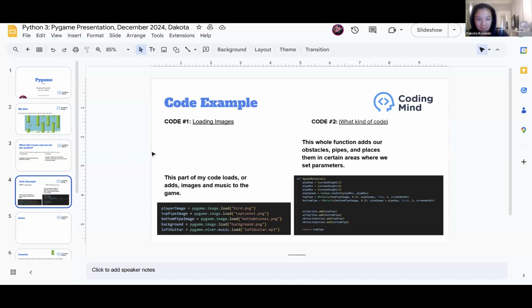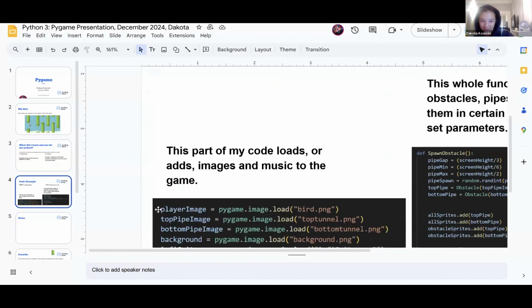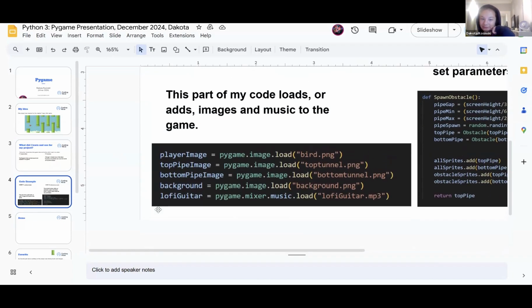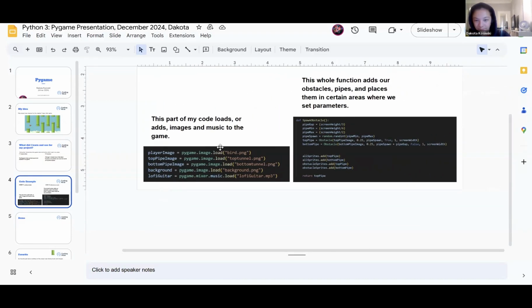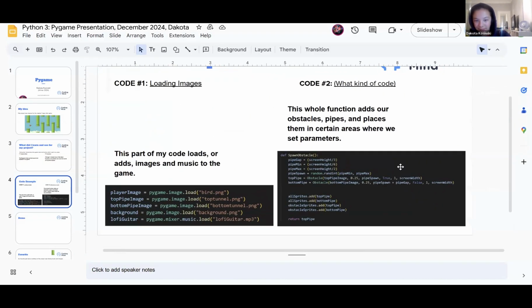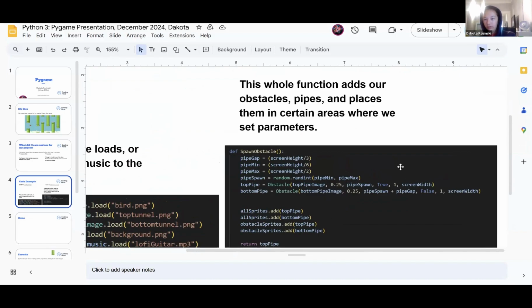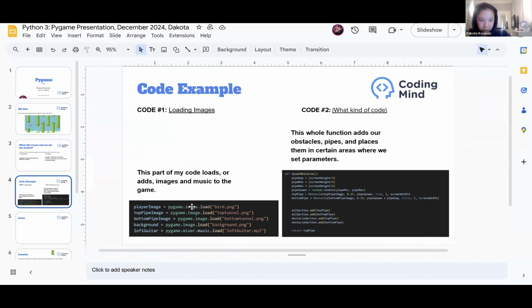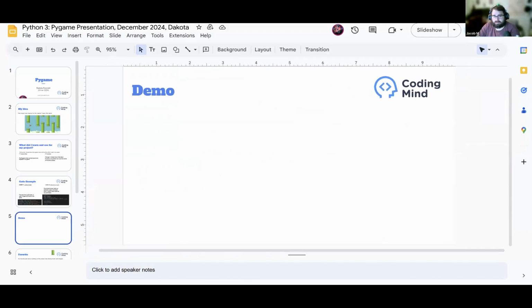Code number one is loading images. This part of my code adds images and music to the game. Here you can see the music, and the rest are images, like PNGs. And then the second thing adds the obstacles, which are pipes in this case for Flappy Bird, and places them in certain areas to make it harder.